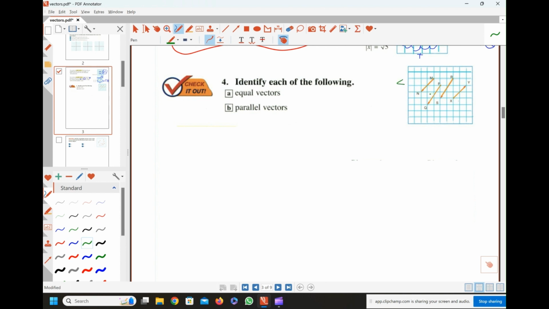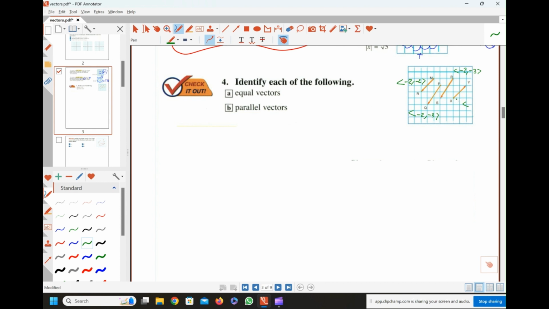Horizontal change is 2, it's going to the left, negative 2. Vertical change, 2, it's going down, so it's negative 2. For PQ, a horizontal change, 1, 2, it's moving left, so negative 2. Vertical change, 1, 2, 3, it's moving down, so negative 3. RS, how many units? 2 units to the left, negative 2. 1, 2, 3 units down, negative 3.